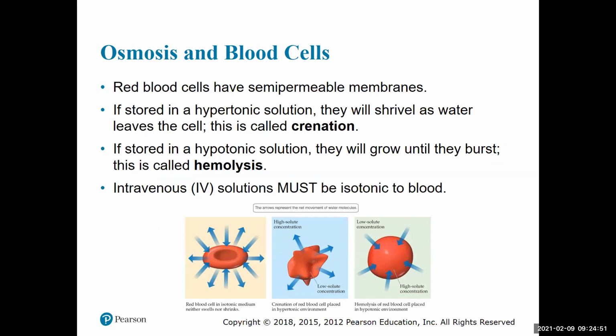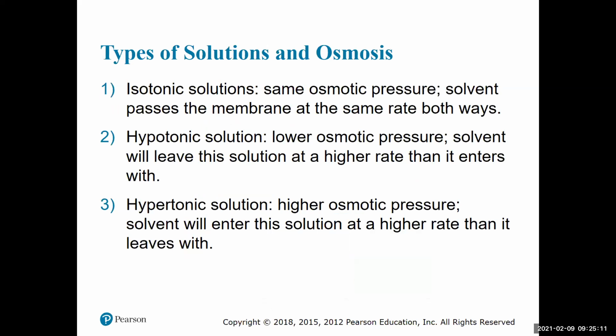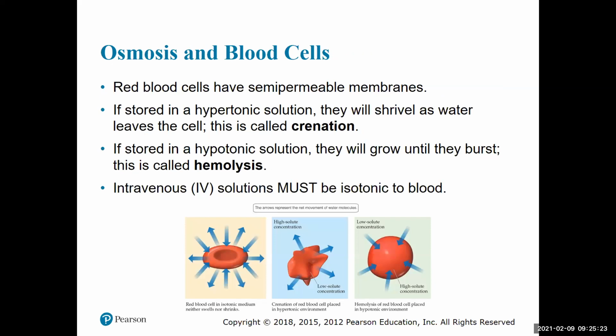So this applies to blood cells, to red blood cells. Let's take a look at this a little bit. Red blood cells have semi-permeable membranes. If stored in a hypertonic solution, they will shrivel as water leaves the cell. Remember, we said hypertonic was what? Higher osmotic pressure, solvent will enter the solution at a higher rate than it leaves with. So for this case, hypertonic, water will leave the cell, and it's leaving faster than coming back in. And so they'll shrivel up, and this is called crenation.